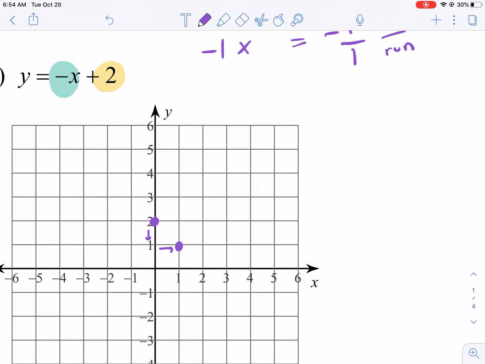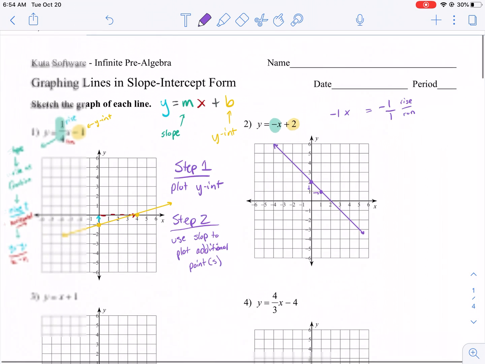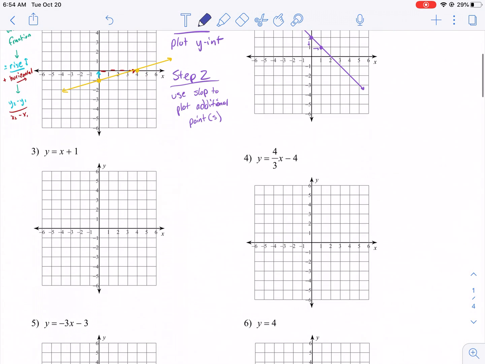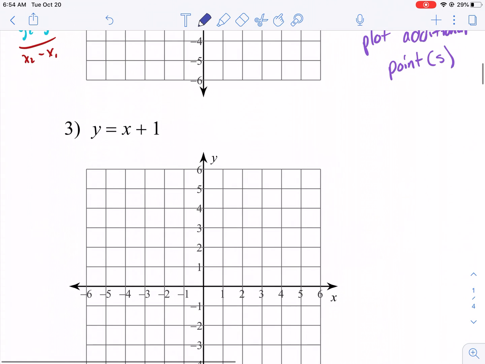I have 2 dots, so I am golden. There we go. And there's my line. Okay, let's change to this dark blue. On the flip side, we have this guy.